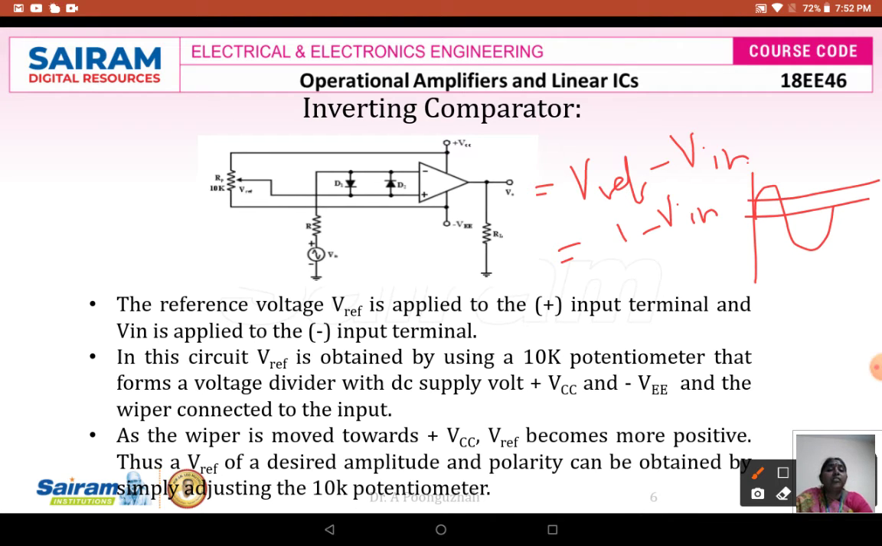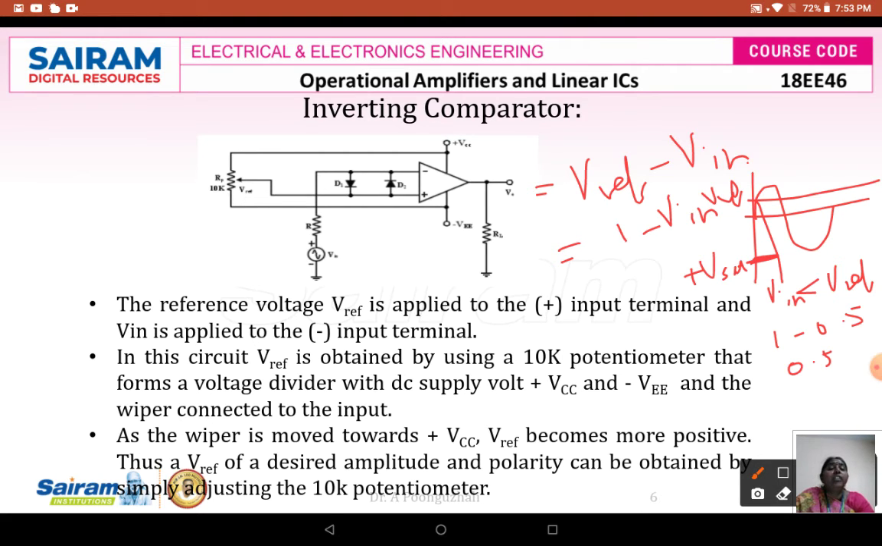This is going to be my V reference. First condition is when my input voltage is less than V reference. V reference is 1, and the input is less, so I can take it as 0.5. So 1 minus 0.5 is 0.5, that means a positive voltage. So here till this first point, my output is going to be at plus V saturation.